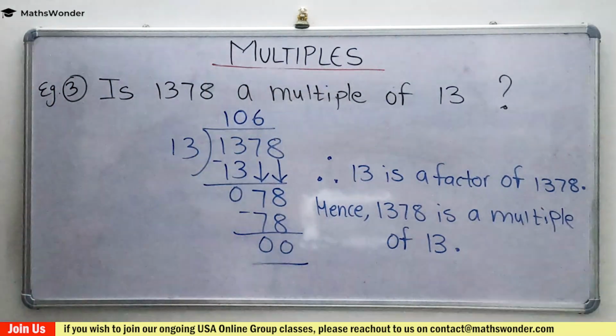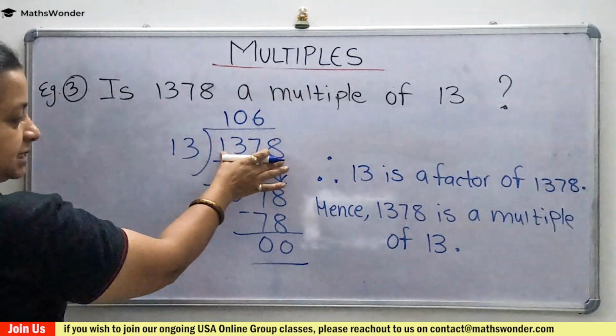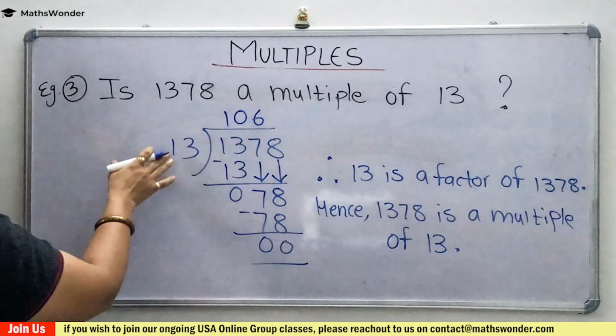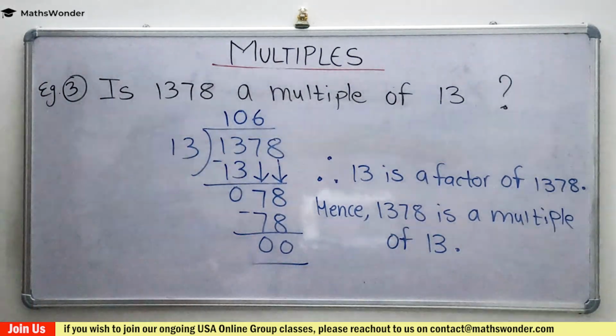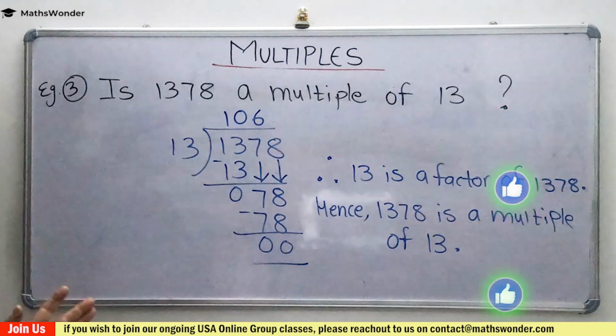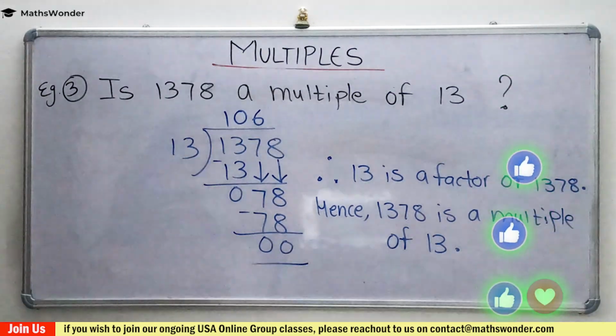Okay, understood the concept? If it divides completely, then we can say that yes, this number is a factor of that number and that number is a multiple of this number, and vice versa. So any question that comes in this form, always check with the division method.